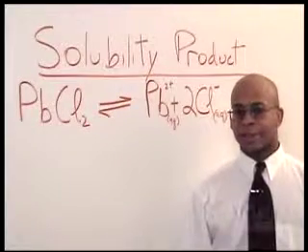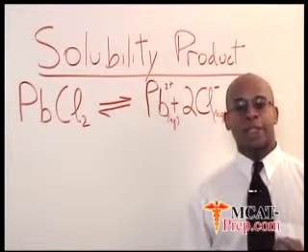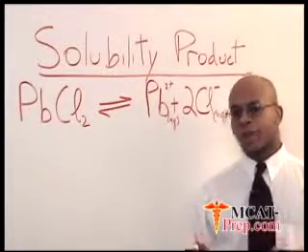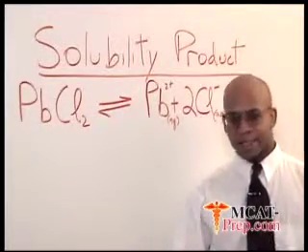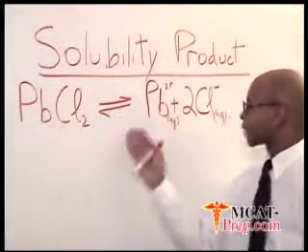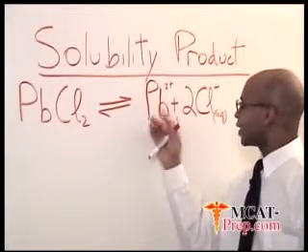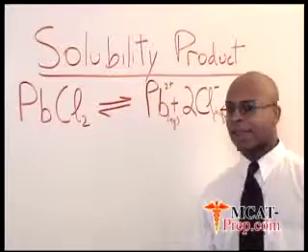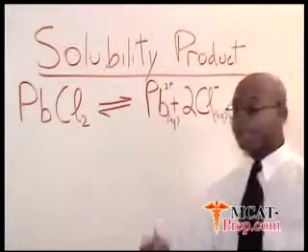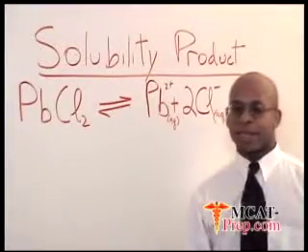Solubility product. The solubility product has to do with weak electrolytes. Many substances, when they're dissolved in water, will ionize. For example, lead chloride produces lead and chloride: Pb2+ and Cl-, the plus indicating that this is a cation, and Cl- being an anion.